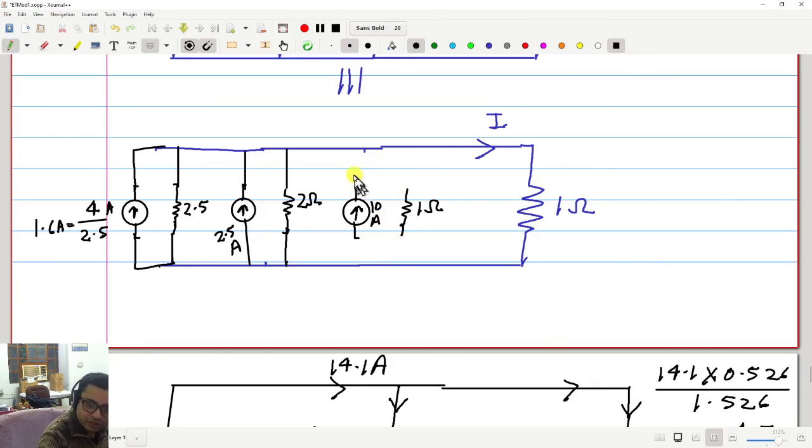A part of circuit analysis is basically how you can redraw the same thing, how you can visualize it, and that way it becomes easier. Now after that, what can I do? This resistance and this resistance, I can bring them together.